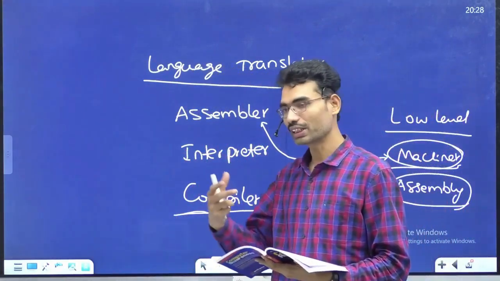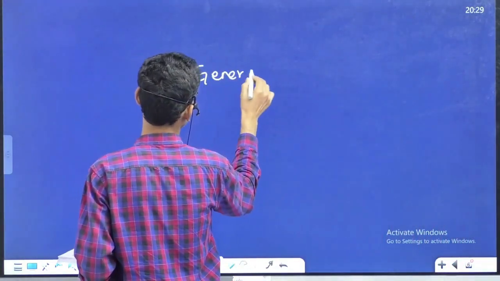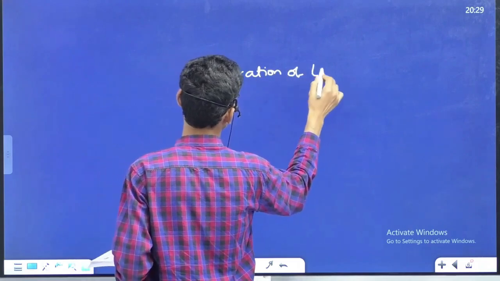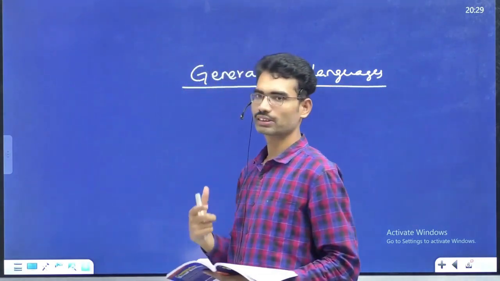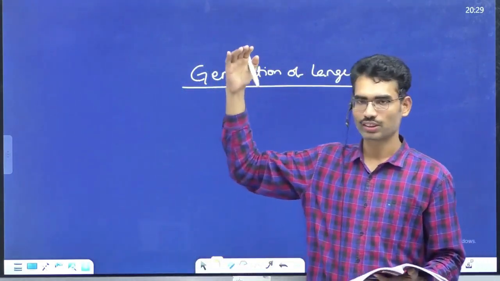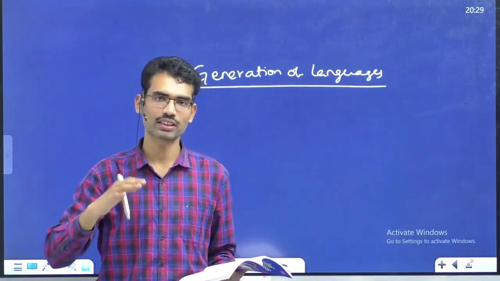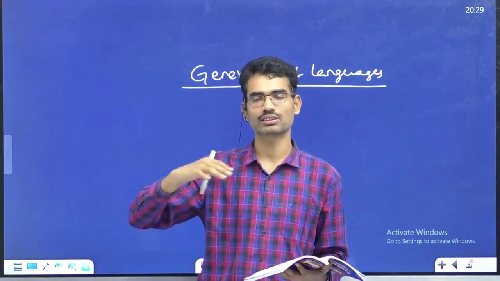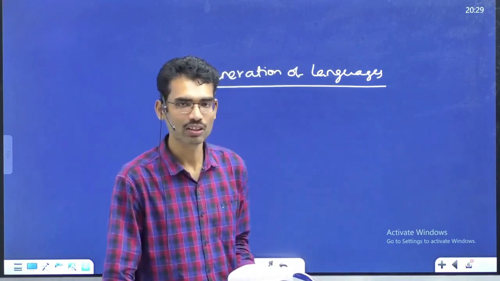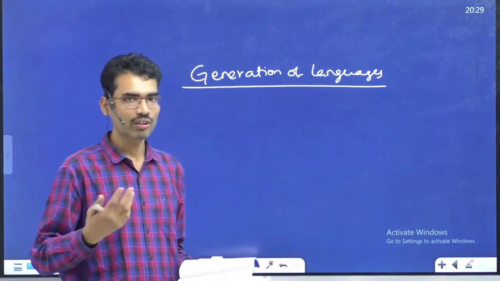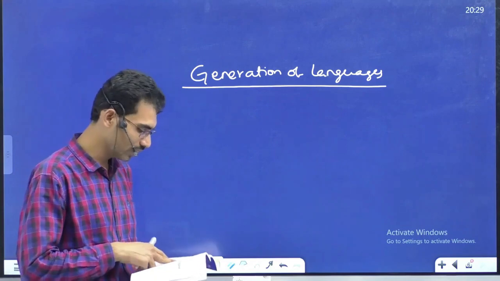And when it comes to the generations of languages, for example, in the evolution of computers, the first generation was vacuum tubes, second generation, transistors came, third generation, integrated chips, fourth generation, very large scale. Now fifth generation, even beyond very large scale, computers are evolving. Similarly, different generations emerged out of the evolution of languages.